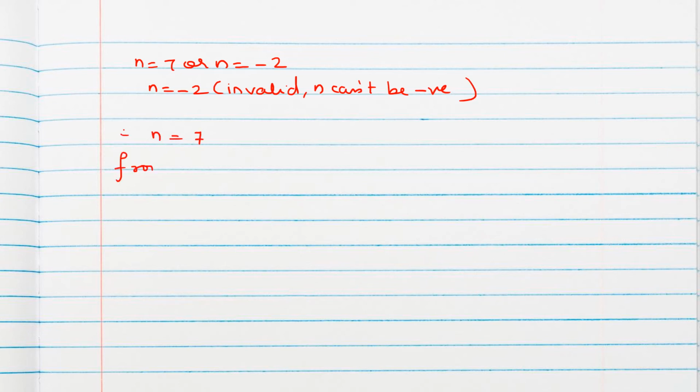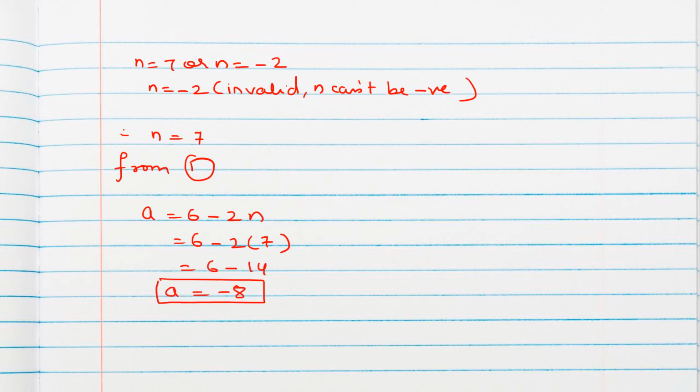Then from 1 we know a is 6 minus 2n. So the n value we can substitute here: 6 minus 14, that is minus 8. So a is minus 8 and n is 7.